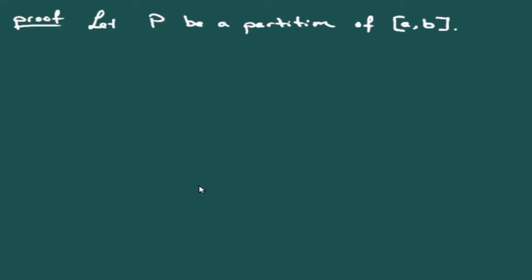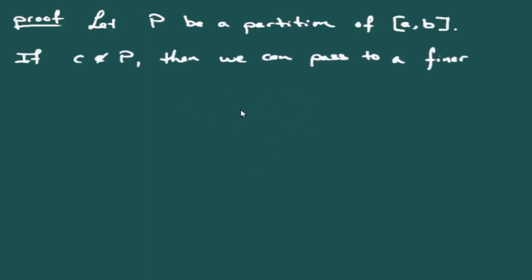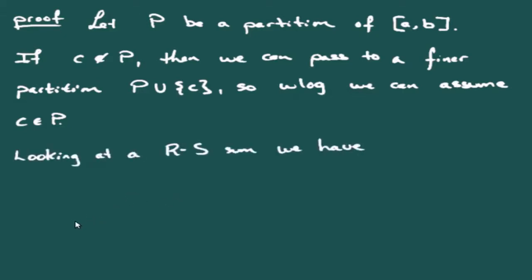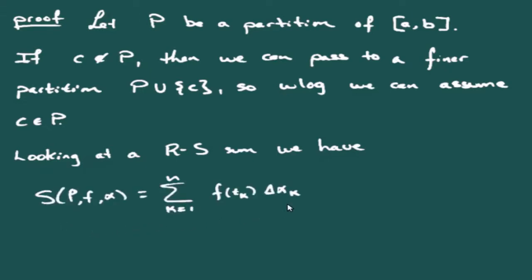So let's look at the proof of that theorem. To start off, let P be a partition of [a, b], and if C is not necessarily a point of P, then we can pass to a finer partition, P union C, so that without loss of generality, we can assume that C is an element of our partition. So if we look at the Riemann-Stieltjes sum over this particular partition, then we've got S(P, f, alpha) being the sum from k equals 1 to n of f of t sub k times delta alpha sub k.